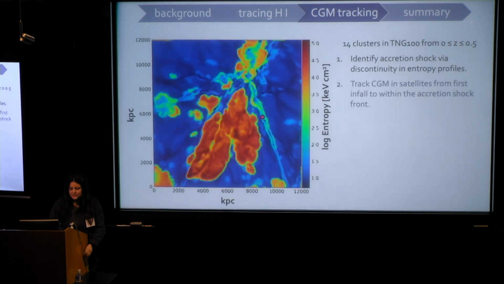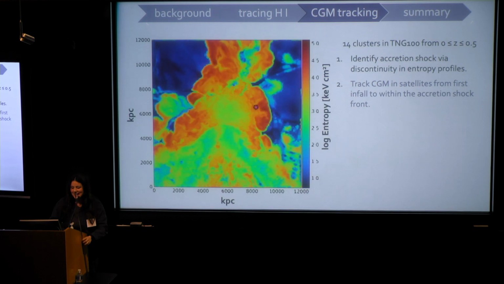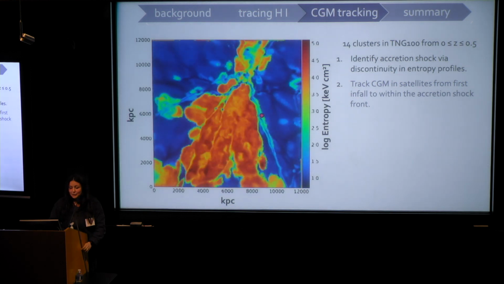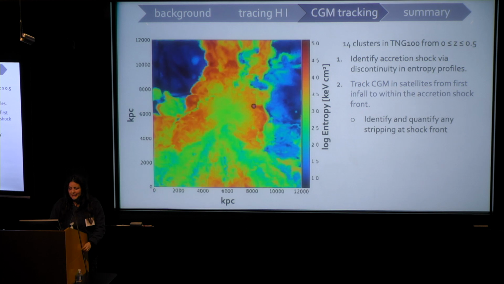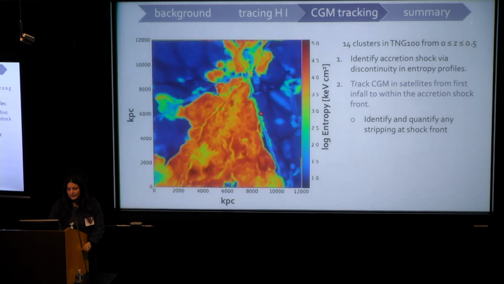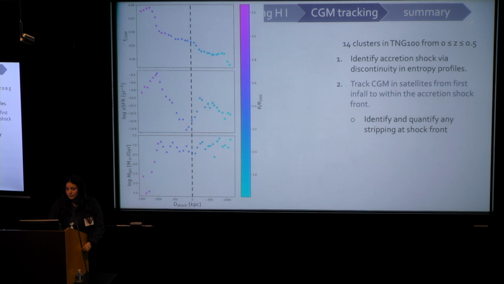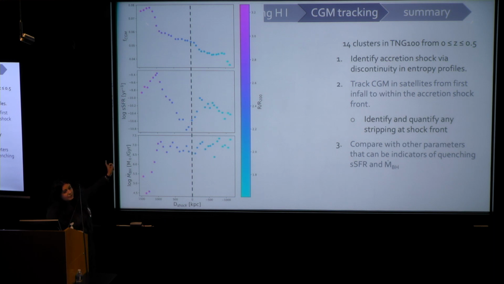Once I've identified the subhalos to track, I can track their CGM from their first infall to within the accretion shock. This will allow us to identify if there's any stripping occurring, and if so, how much. Not only can we look at the CGM, we can also compare this with other potential indicators of quenching, such as specific star formation rate and black hole accretion rate. On the top, we have the CGM fraction, that is the CGM mass over the total mass of the galaxy. In the middle, we have the specific star formation rate, and on the bottom, the black hole accretion rate.